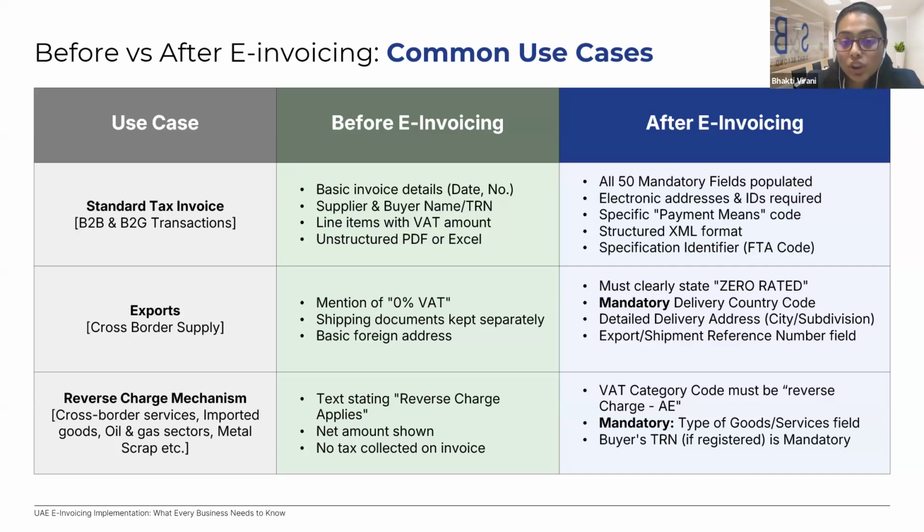Similarly, in case of the reverse charge mechanism, earlier we had seen instances wherein certain companies were generating invoices under the self-billing mechanism and some companies were not. But going forward under e-invoicing, it would be mandatory that a reverse charge self-billing document also is generated, and the invoice specifically captures that it is being generated under the reverse charge mechanism. What is the type of goods or services is also captured. And in case the buyer is a registered person, then the TRN of the buyer will also be required to be captured.